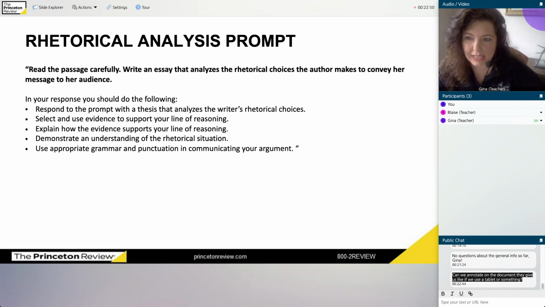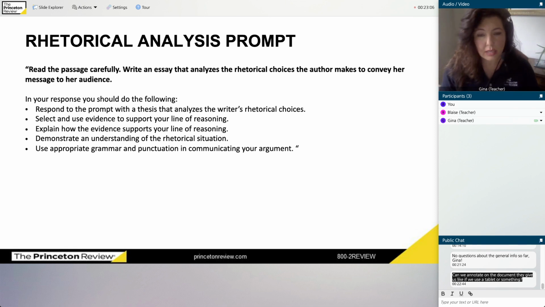Let's see. So somebody asked a good question. Can you annotate on the document they give you? That's a good question. I don't think I know the answer to that, although my gut says no. My gut says you're not going to have a highlighting tool. So I think what you're going to need to do instead is take notes. And I would suggest, go old fashioned, get out a piece of scratch paper and take notes.